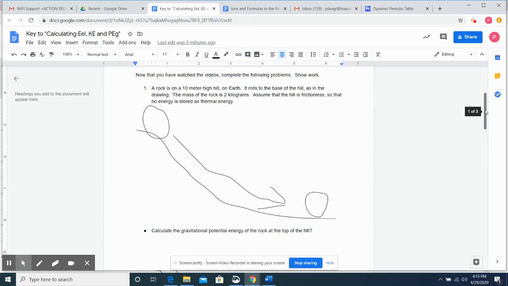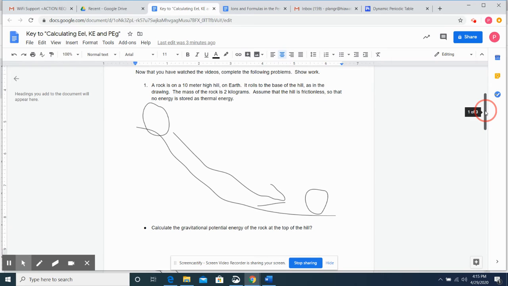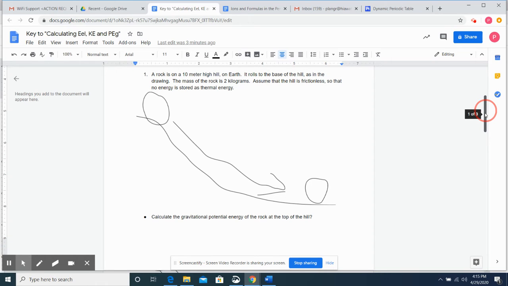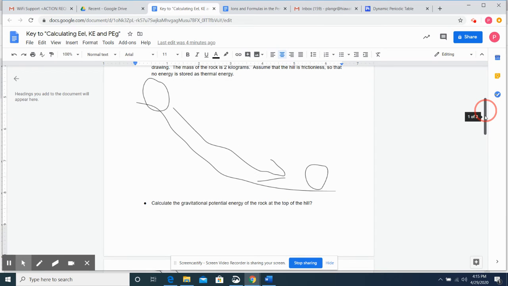All right, so the first one says, a rock is on a 10-meter high hill on Earth. It rolls to the base of the hill, as in the drawing. The mass of the rock is 2 kilograms, assuming that the hill is frictionless, so that no energy is stored as thermal energy. We've got to remember that frictionless thing. It means that there's going to be no slowing down of that rock as it goes down due to friction.